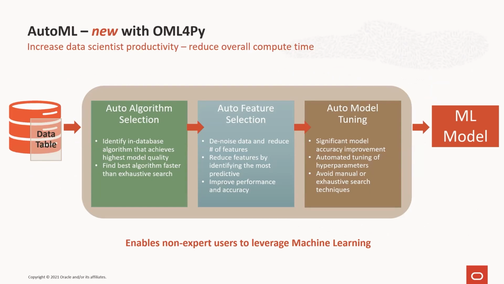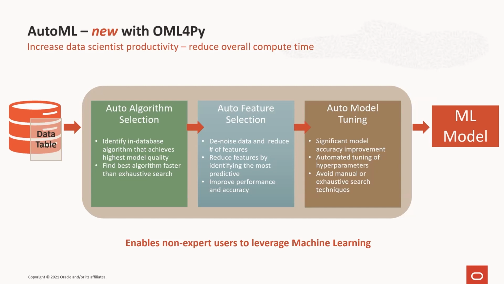Let's take a look at automated machine learning in OML for Py. As we noted, AutoML increases data scientists' productivity while reducing overall compute time. It also enables non-expert Python users to leverage machine learning, in part because they don't need to be experts in the modeling process, the range of algorithms with their data preparation requirements, or understand each algorithm's hyperparameters.